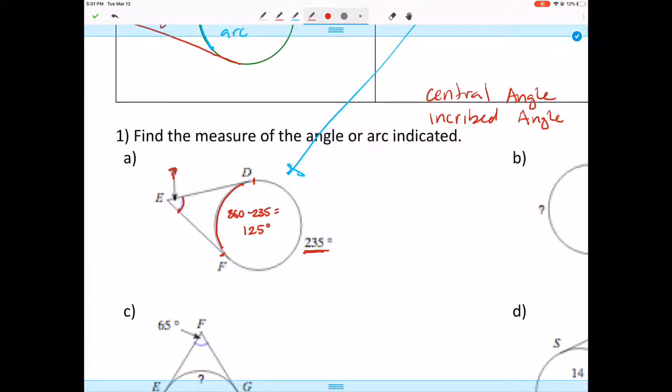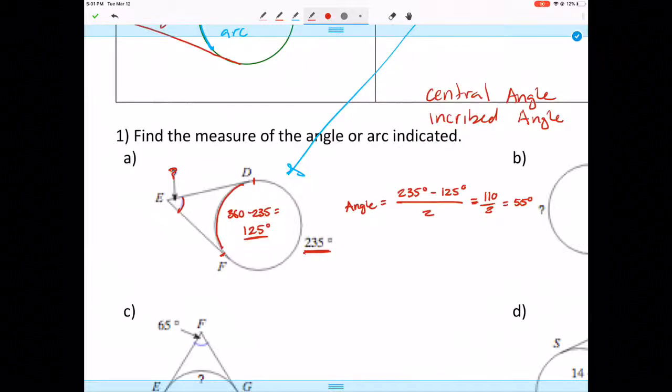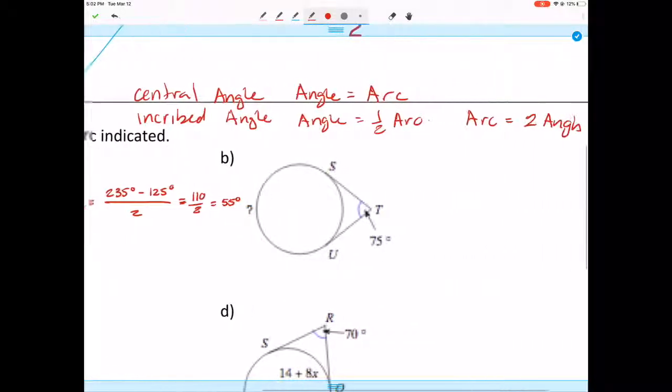Okay, so now we have our minor arc and our major arc, and our angle is going to be 235 minus 125, divide that by 2, right? And you can plug it in your calculator. That would give you 110 over 2, or 55 degrees. Okay? All right. So let's look at this one.